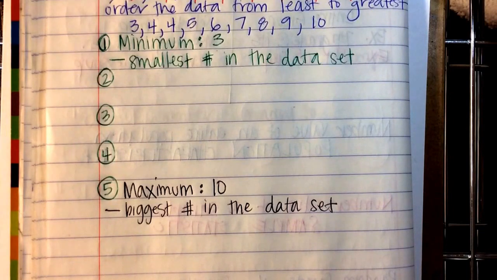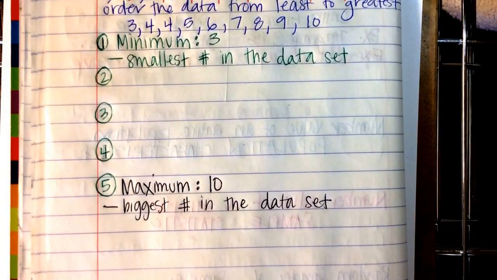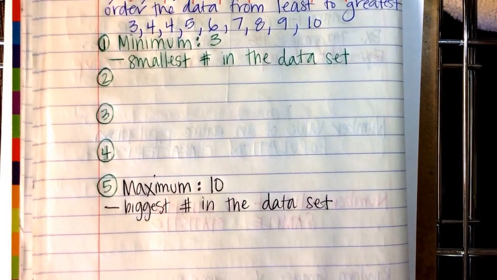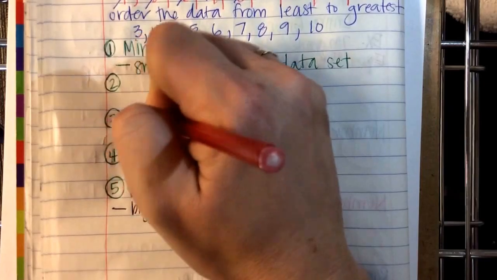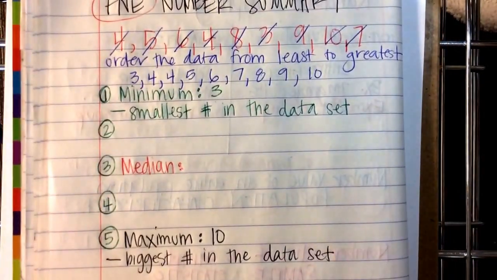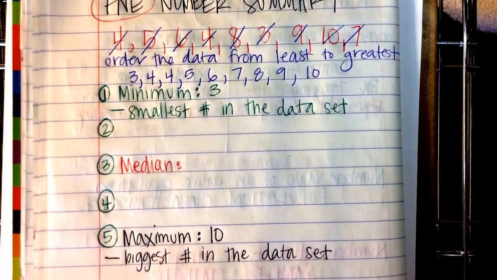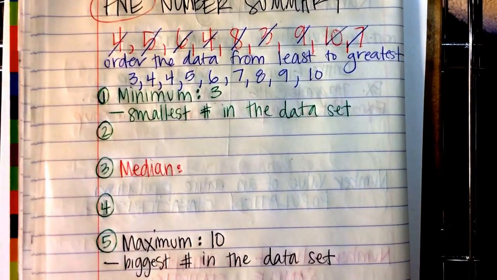So the first thing we look for is the minimum. The last thing we look for is the maximum. What do you think the third? What's that called? Median. So the first thing we look for is the minimum. The last thing is the maximum. And the middle one is the median.